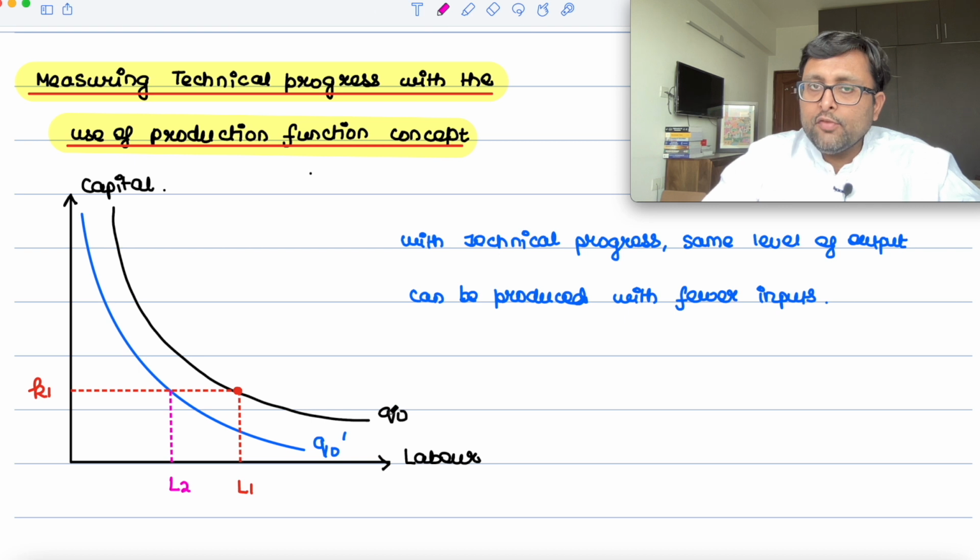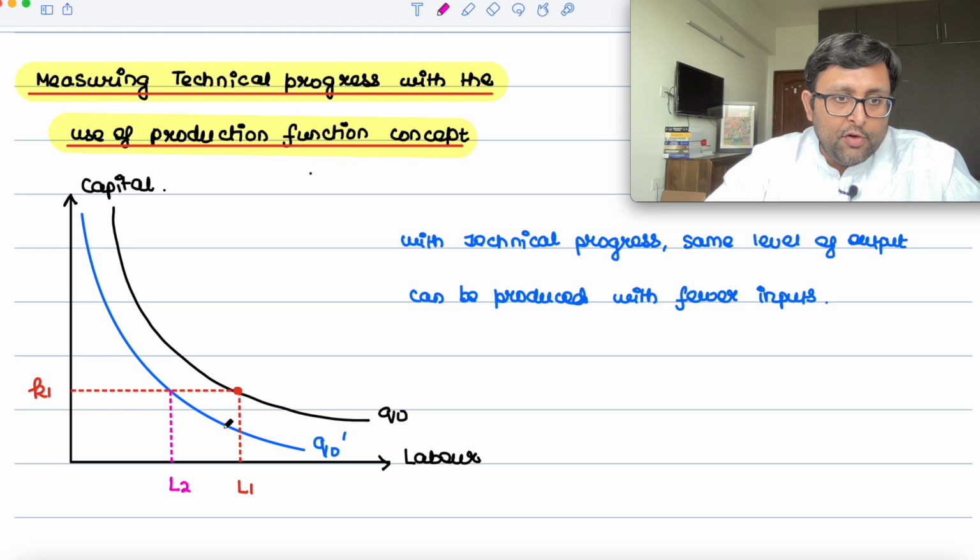Guys, there is no difference between Q naught and Q naught dash. The only thing is that this Q naught dash is the same output level as Q naught, but it is using lesser input. So if you want to produce the same level of output, you can produce that. But the only thing is that you're using lesser amount of labor now. That is true.